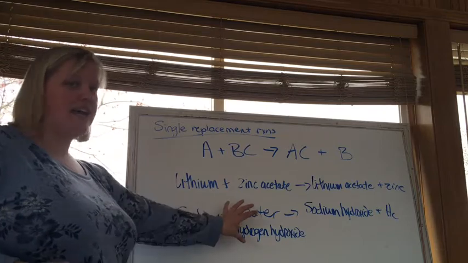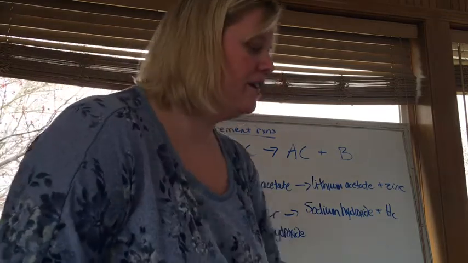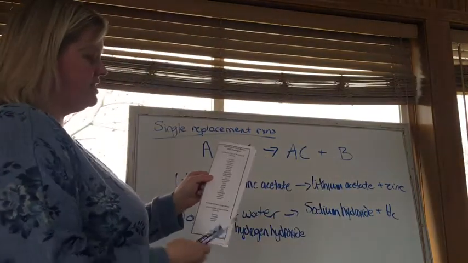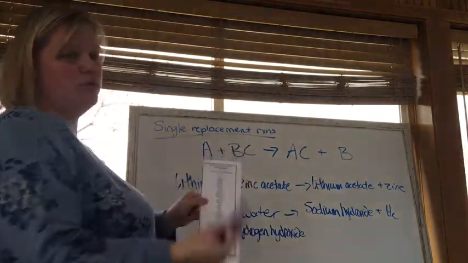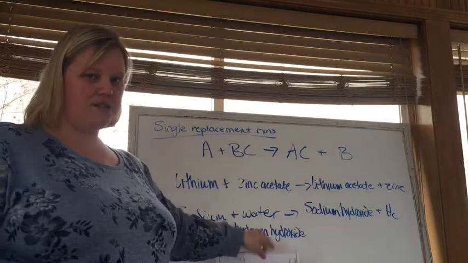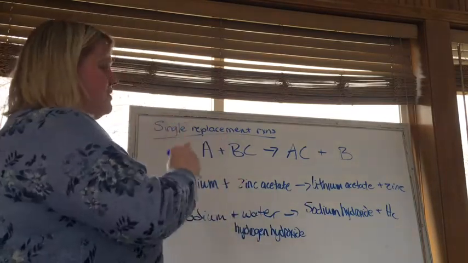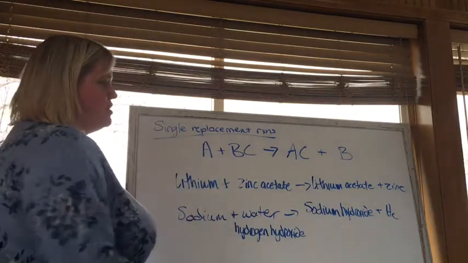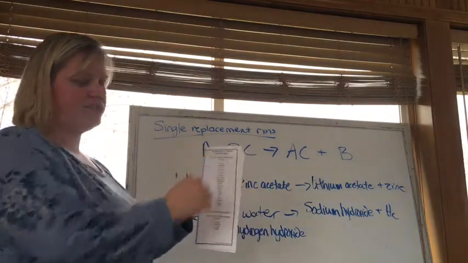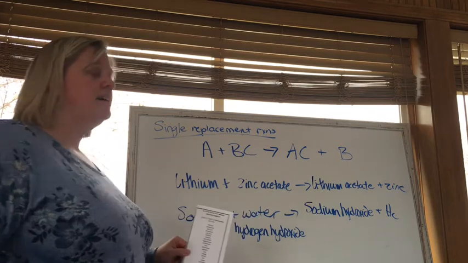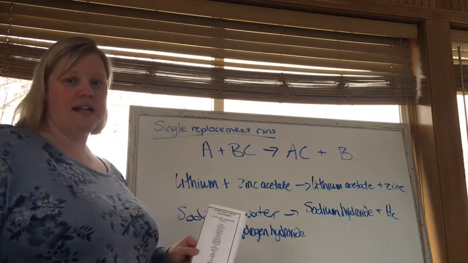If we were to look at our activity series, we see that hydrogen is down here and sodium is up here, sodium being the more reactive metal, so it's going to replace the hydrogen in the compound, making sodium hydroxide and then hydrogen gas. So you have to use this little activity series to decide if the reaction will actually take place.